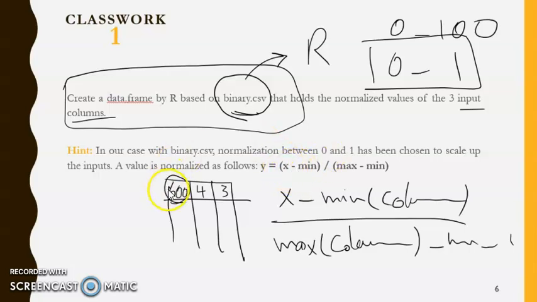What is this x? This is 600. What is this minimum? This minimum is the minimum of this column. What is this max? This is the maximum of this column. What is this minimum? Minimum of this column. When you calculate all these things, you replace 600 with the normalized 600. After that, you start with 4. After that, you continue with 3. Again, you put 3 here. Minimum for 3 is the minimum of the column 3 is in. Maximum is the maximum of the column 3 is in, and likewise.